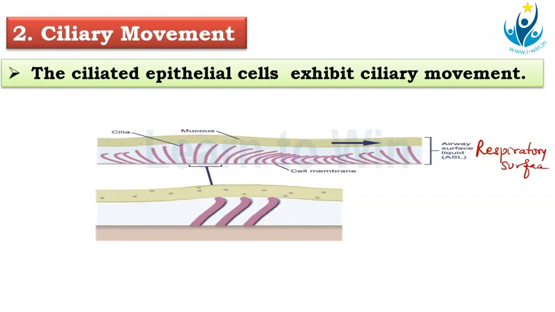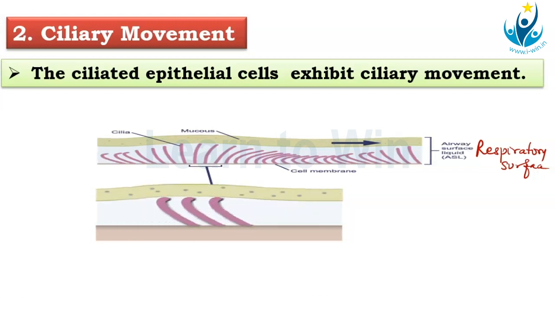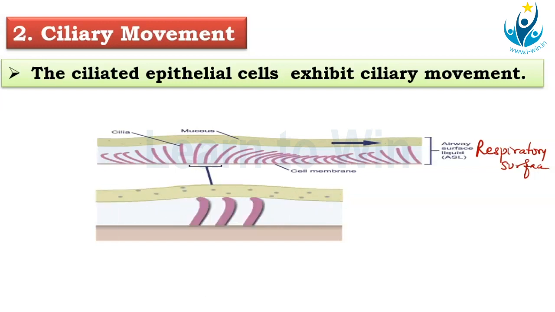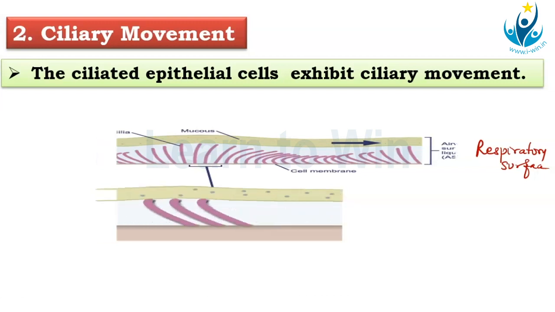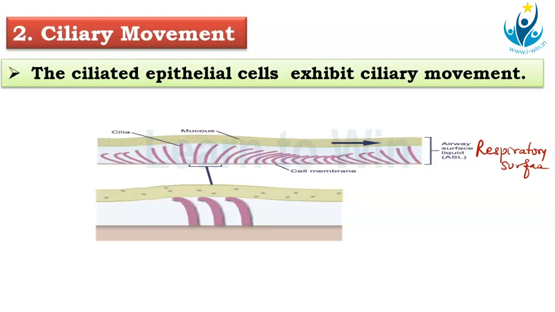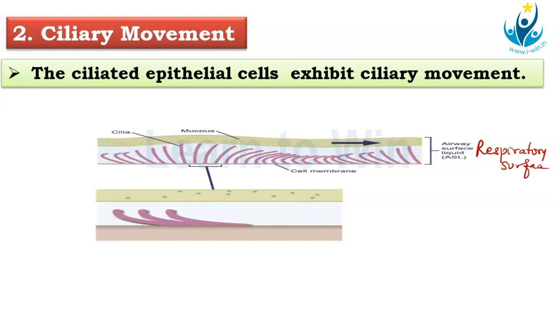The respiratory tract, like the trachea, is lined with the ciliated epithelium. So what happens here? There will be a rowing. Can you see? It's as if you're rowing. If you go for boating, you take the paddles and you row. So this rowing-like stroke is a power stroke, and there is one power stroke and one recovery stroke.